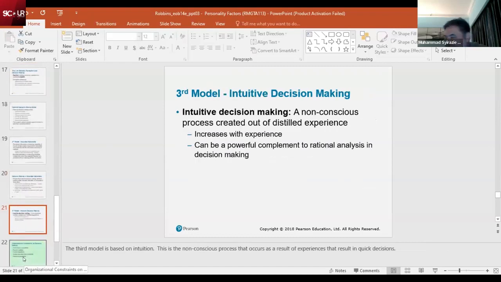The third approach is intuitive decision making. Intuition tu apa? What is intuition?